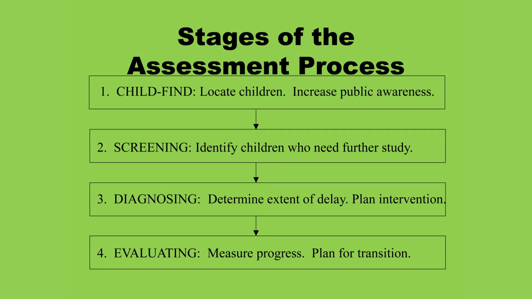So the state agency, this is the process, and we've kind of talked about this before. There's a child find where we're increasing public awareness, we're locating the children. Then after that, we're going to screen those kids, right? And we screen them to see if they need a more in-depth assessment. Then they diagnose and evaluate, right? So we're going to diagnose, determine the extent of the delay. We're going to plan for the intervention and then evaluate. How are we doing? What kind of transitions do we need, and that kind of thing. So this is kind of the step-by-step process of the assessment, okay?